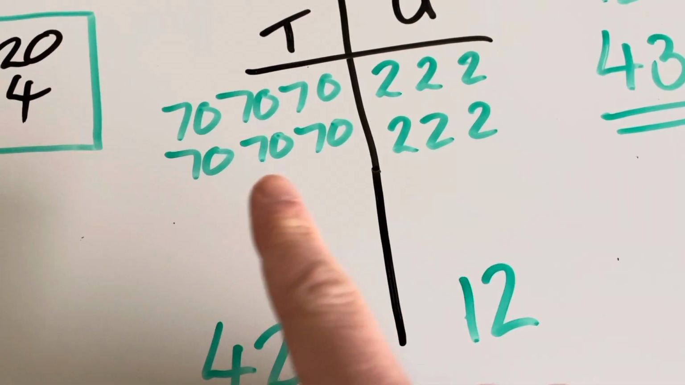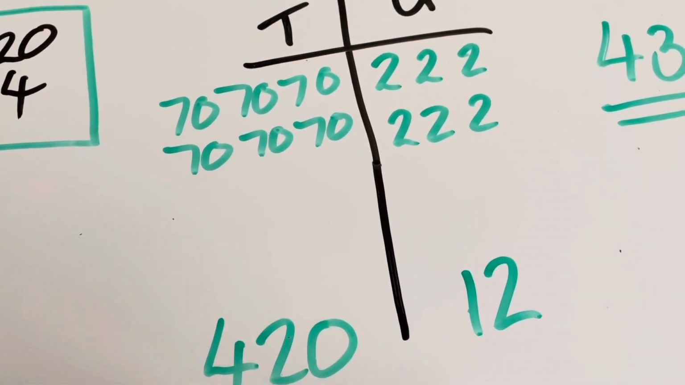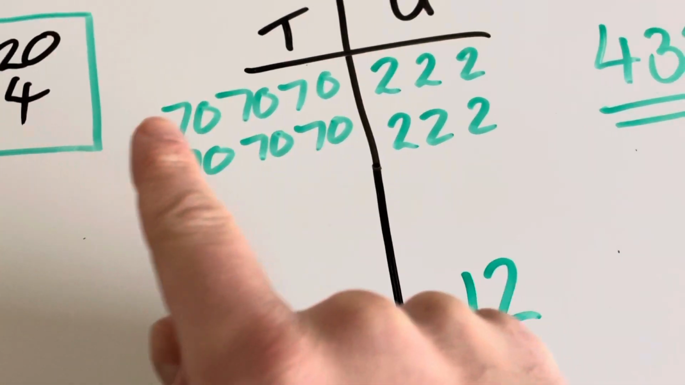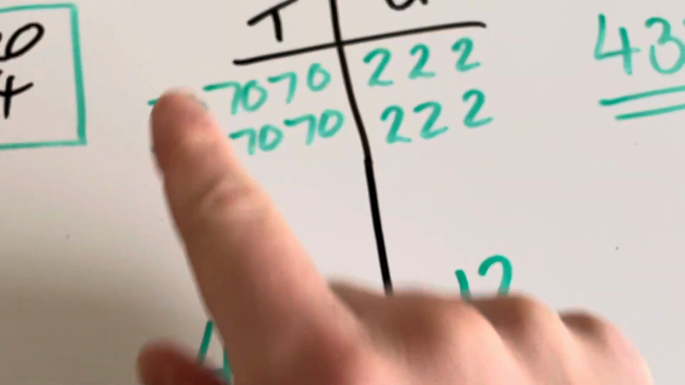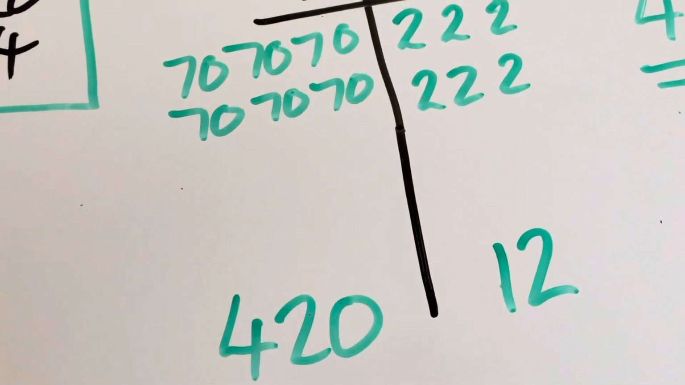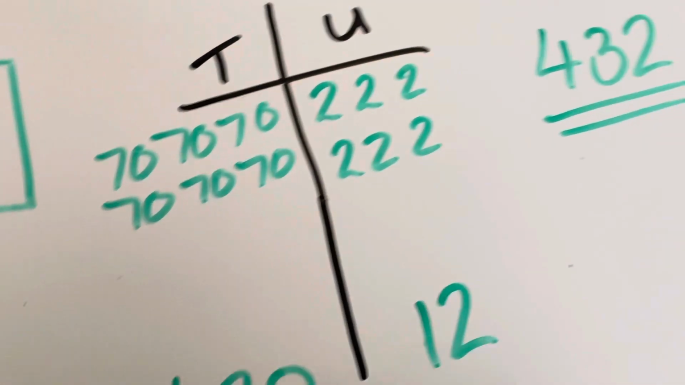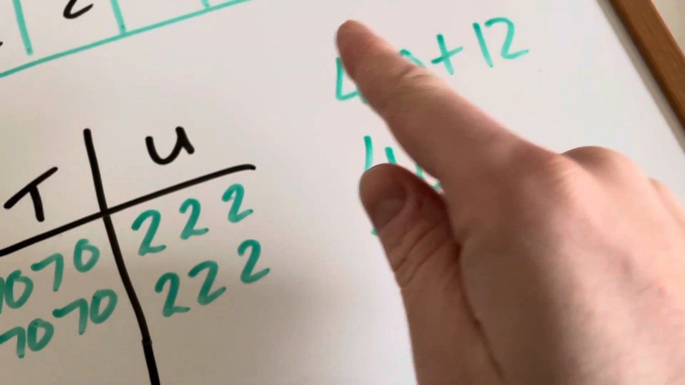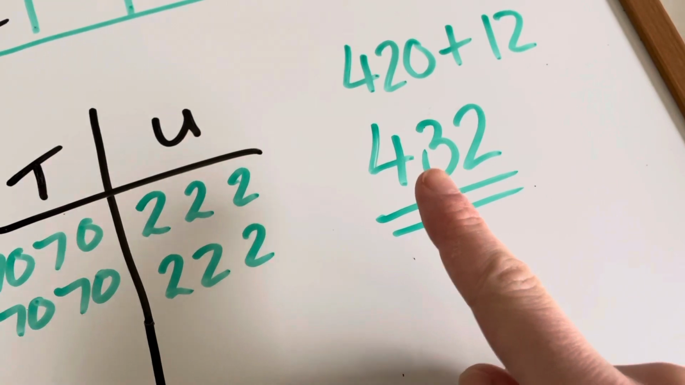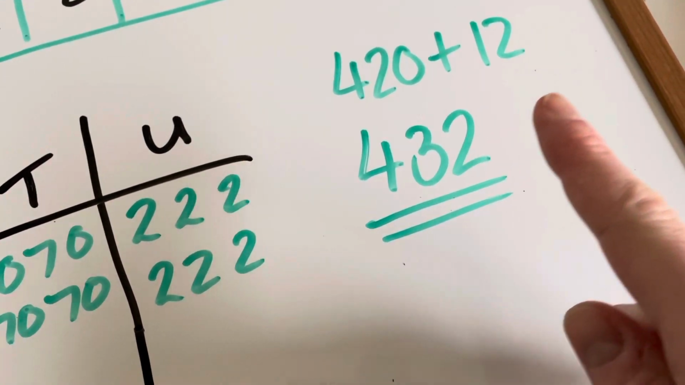You should have something like this. You might have different numbers if you've used different factors. So I have got my 6 groups of 2, which is 12, and I've got my 6 groups of 70. Now all I did was 7 times 6, which you know is 42. Times that by 10 to make it 10 times more, and then I've added them together. 420 add 12. The answer we should all have, hopefully, fingers crossed, is 432.